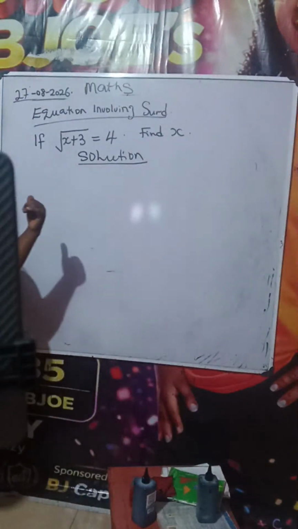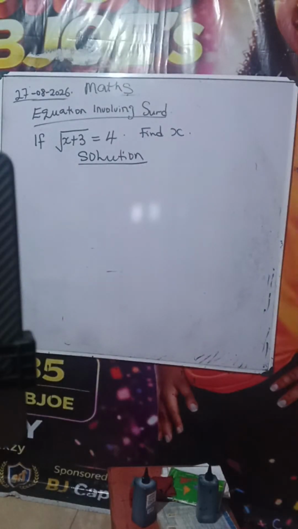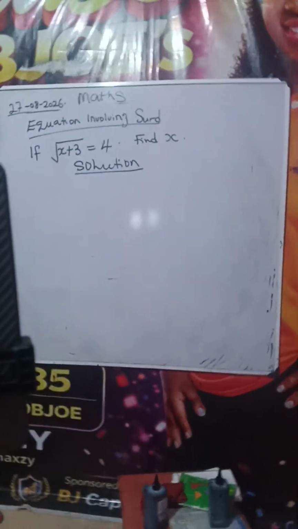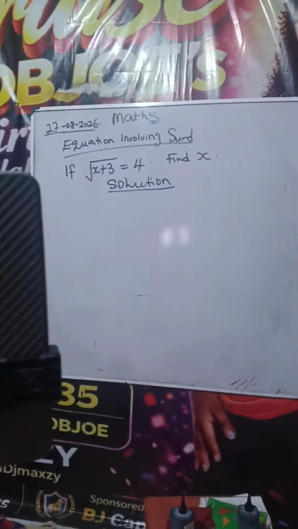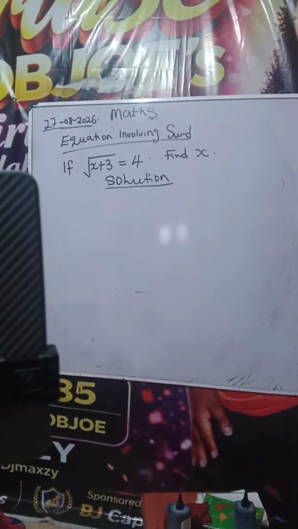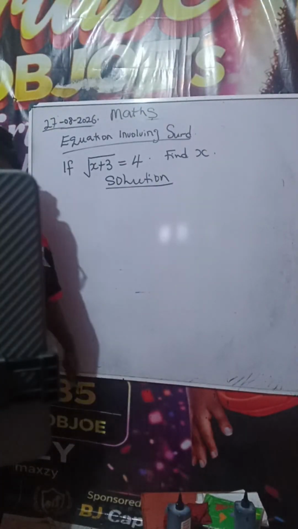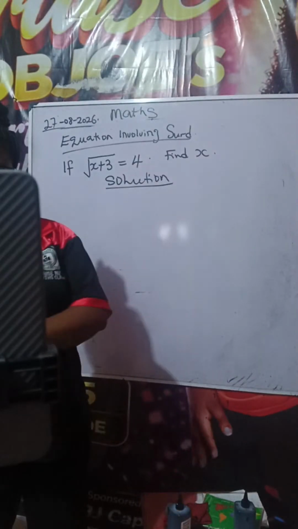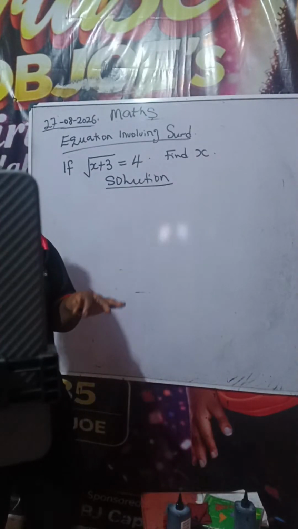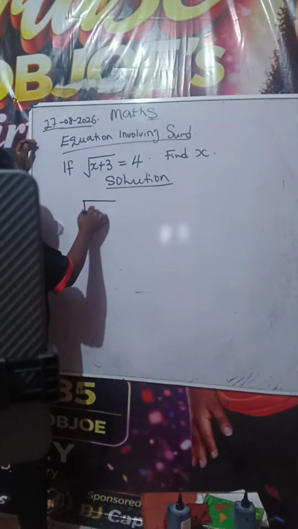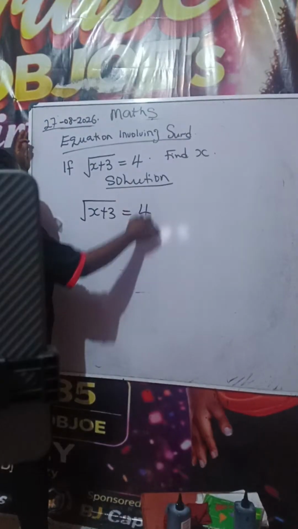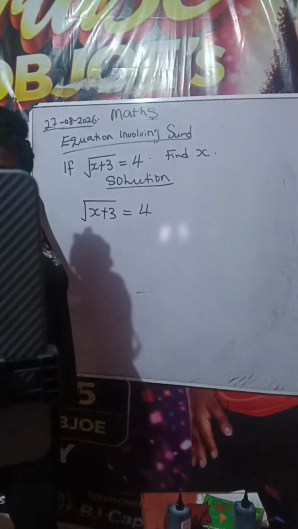So look at this one. How do we answer this question? What are we going to do first? So what do we do? Now all we need to do is, let me square both sides. First we have the square root of x plus 3 equals 4. Now what are we going to do?